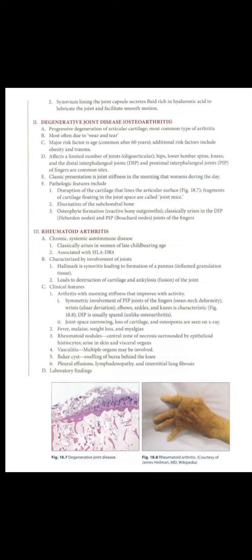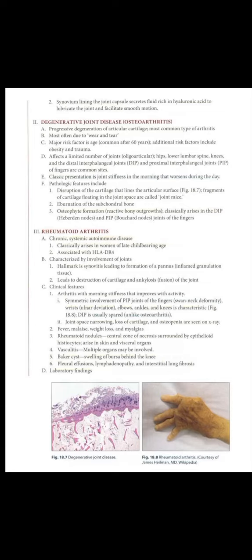Number 3. Rheumatoid arthritis. Chronic systemic autoimmune disease. Classically arises in women of late childbearing age, associated with HLA-DR4, characterized by involvement of joints. Hallmark is synovitis leading to formation of a pannus, inflamed granulation tissue, which leads to destruction of cartilage and ankylosis, fusion of the joint.